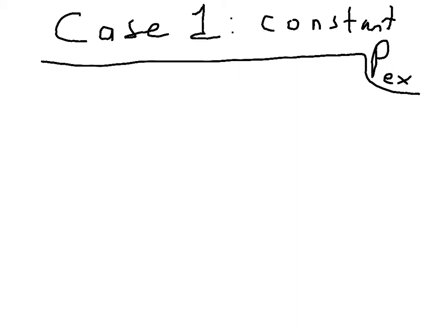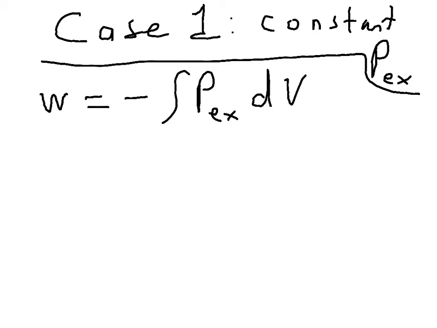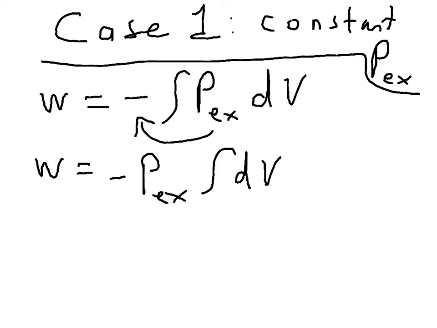We often have cases where the external pressure is constant, and the most common example of this is when we run a chemical reaction. It's often in an open vessel, so it's going to be whatever atmospheric pressure is that day. So it's pretty easy to calculate the work because we have our fundamental equation for expansion work, and since external pressure is constant, we can just pull it outside the integral. Since we're integrating from V1 to V2, this is just going to be the negative of the external pressure times delta V.